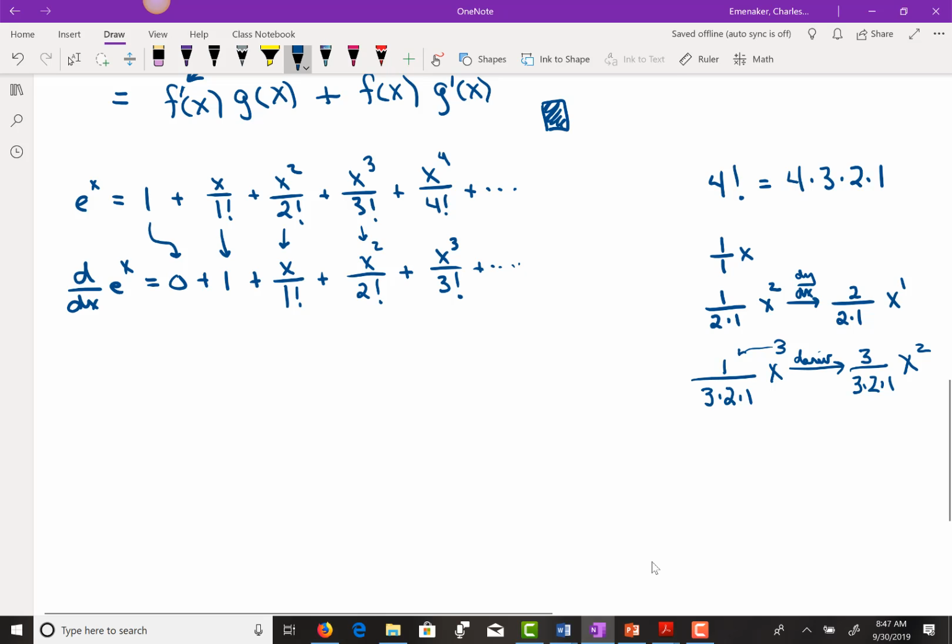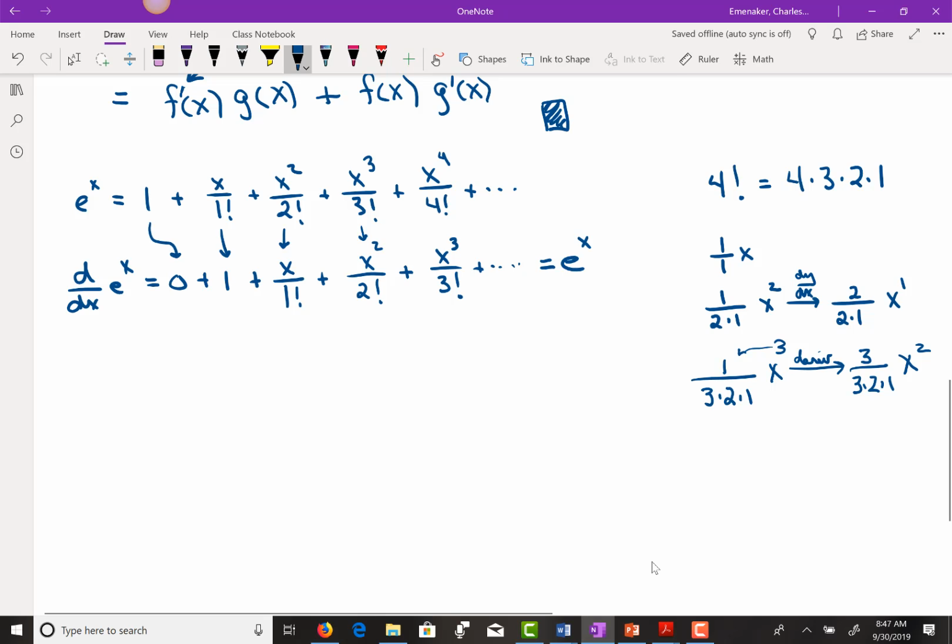Wow, get out of here. Really? Yeah. This is so cool. Or I got a kick out of it anyway when I first saw it. Still get a kick out of it. The derivative of e to the x equals e to the x.